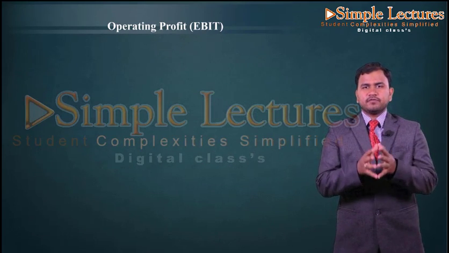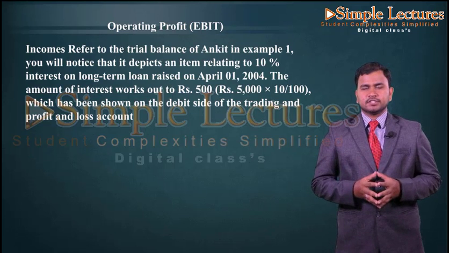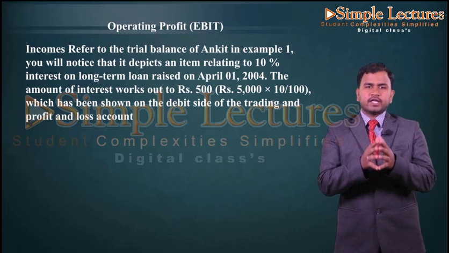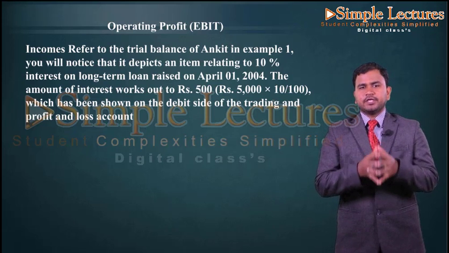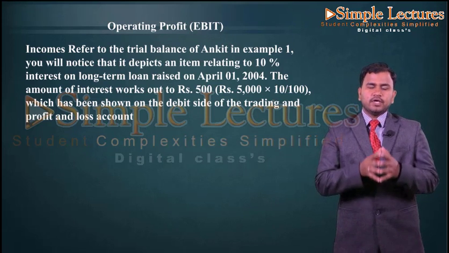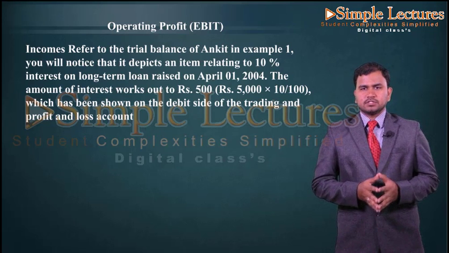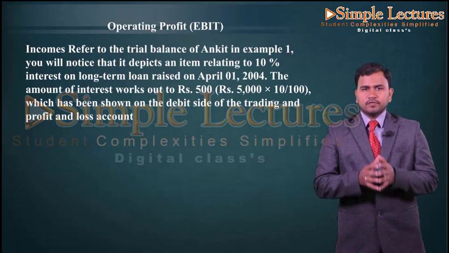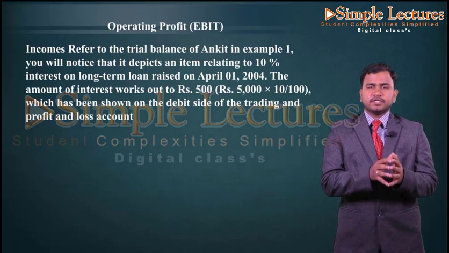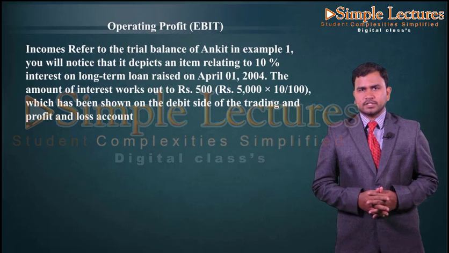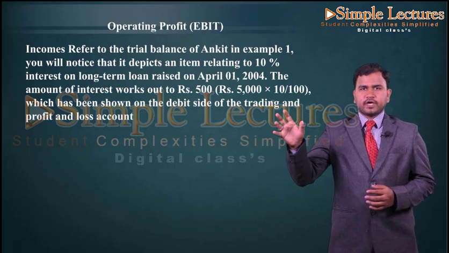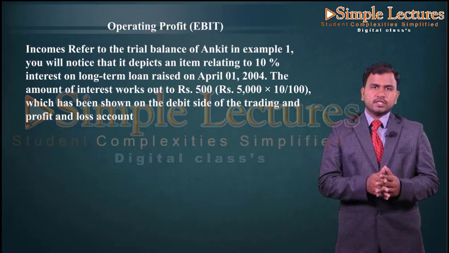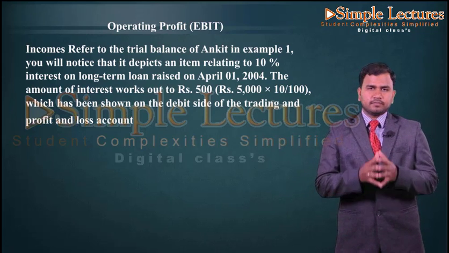In the previous sessions, we had a particular illustration of Ankit, in which we had the deficit, an item relating to 10% interest on long-term loan raised on April 1, 2004. The long-term loan is 5,000, and on that 10% interest we considered there is 500. By considering this example, we will see how to find out the operating profit.